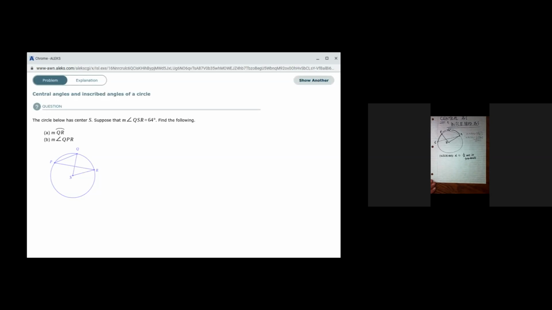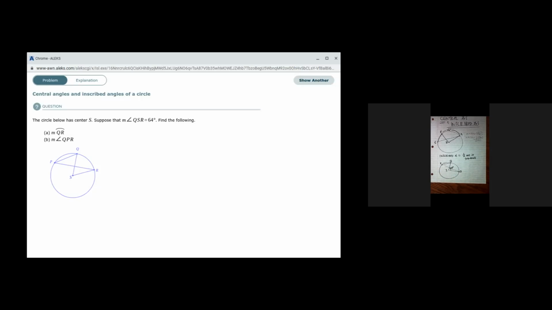All right. The circle below has a center at S. It says S to Q to R, the angle is 64 degrees. Clearly, I'm not really drawing this to scale. And then we've got this other point P here, which looks like it's making an inscribed angle. Do you see that? It's got points all on the circle.